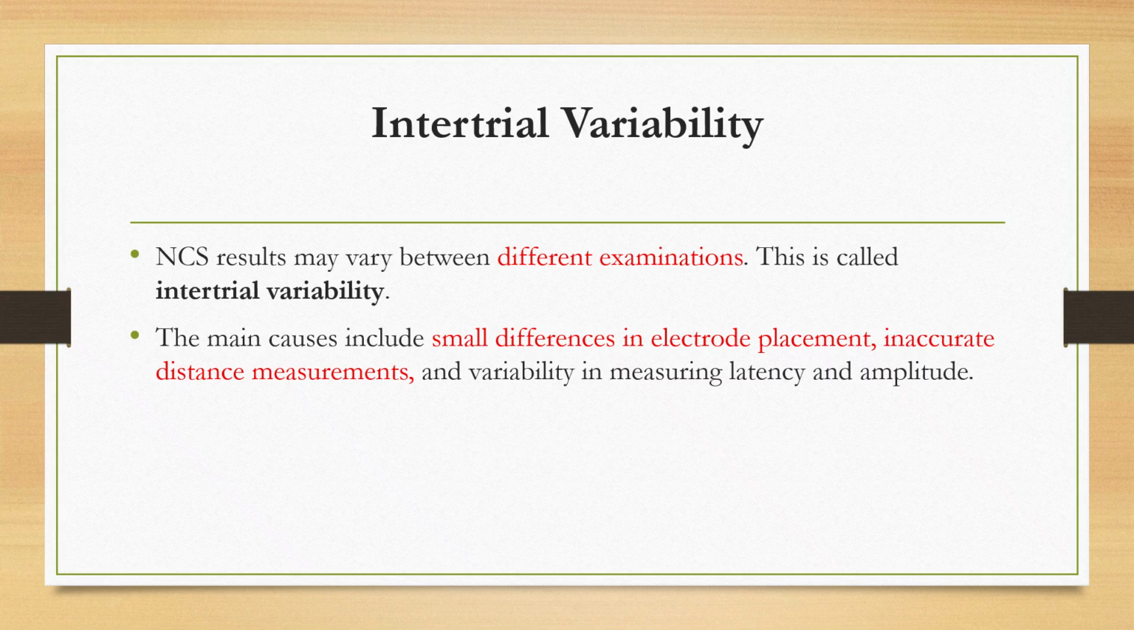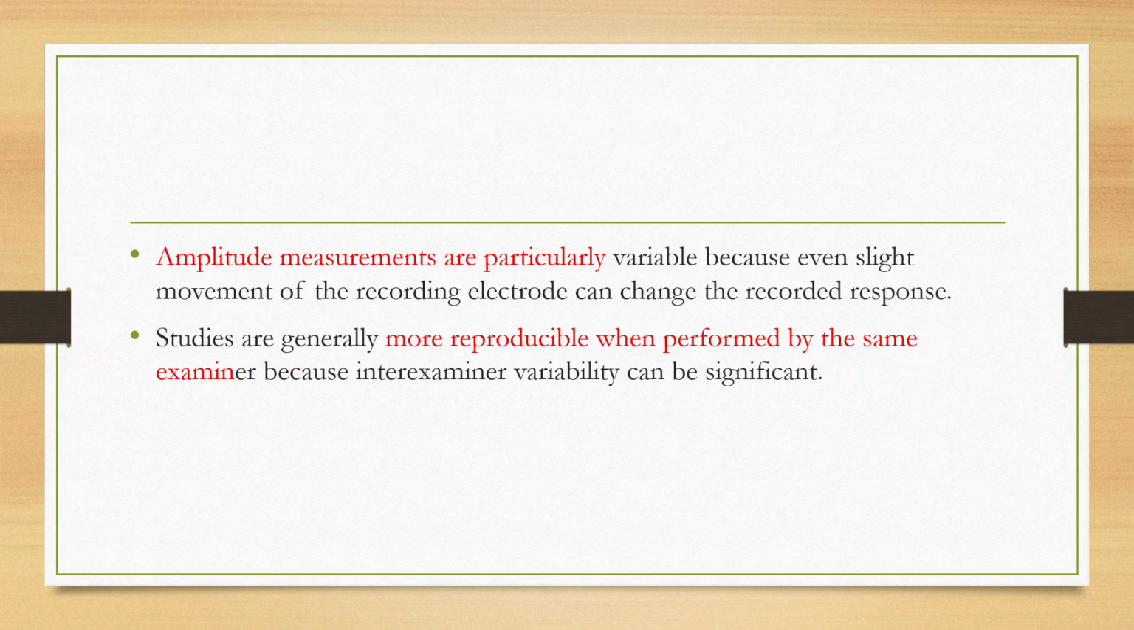Inter-trial variability. NCS results may vary between different examinations. This is called inter-trial variability. The main causes include small differences in electrode placement, inaccurate distance measurement, and variability in measuring latency and amplitude. Amplitude measurements are particularly variable because even slight movement of the electrode can change the recorded response. Studies are generally more reproducible when performed by the same examiner because inter-examiner variability can be significant.